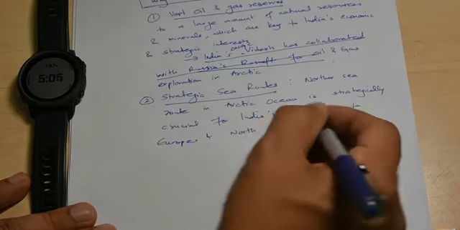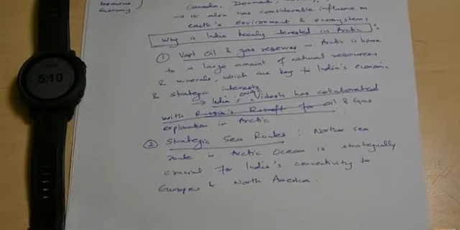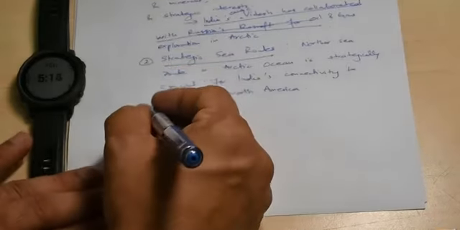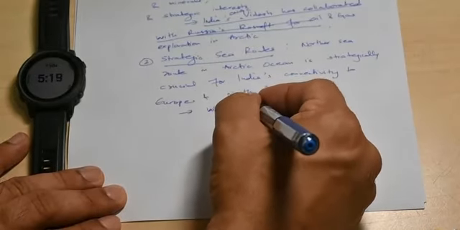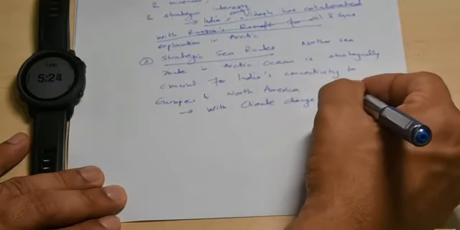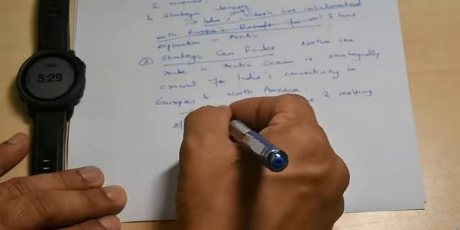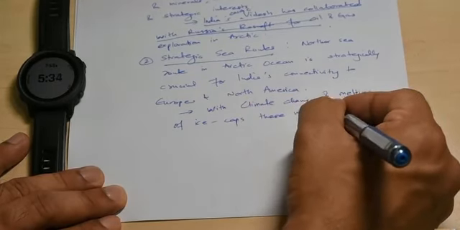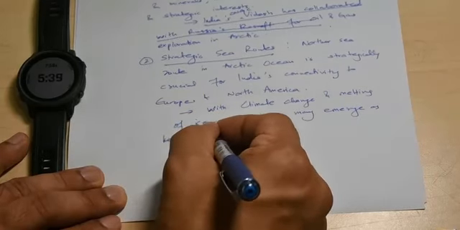So one is the reason of resources that are important over there. The other one is that the sea routes that are there in this region are going to be eventually important. With climate change, melting of ice caps, these may emerge as key trade routes.